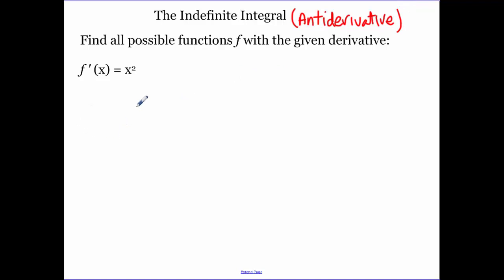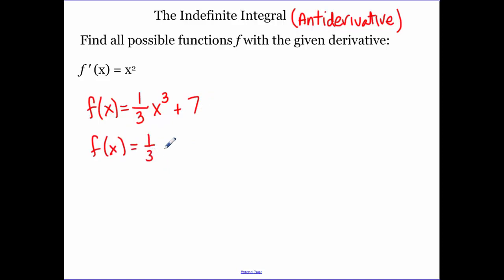Find all possible functions f with the given derivative. Remember, this is my derivative. I now need to come up with f of x. What do I have to do? I have to add 1 to the exponent, because remember, I'm reducing the exponent by 1 to get my derivative, and then I usually bring down that coefficient. Well, that coefficient now is 1, so you take 1 over the new exponent plus some constant. So that's one possibility.